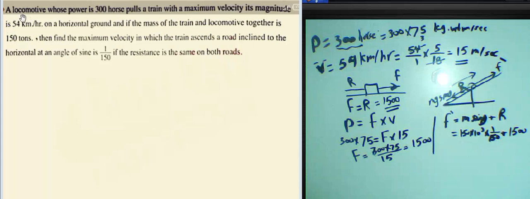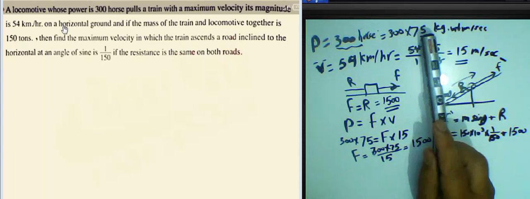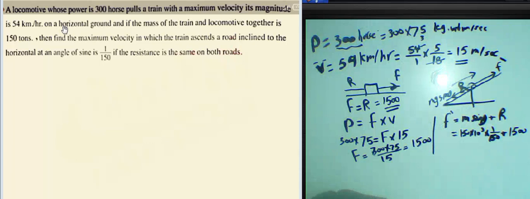Question number 1. A locomotive whose power is 300 horse pulls the train with a maximum velocity of magnitude 54 km per hour. He gives us this information. The power 300 horse, we must convert from horse to kilogram meter per second by multiplication by 75, and the velocity 54 km per hour, we must multiply by 5 over 18 to convert to meter per second.